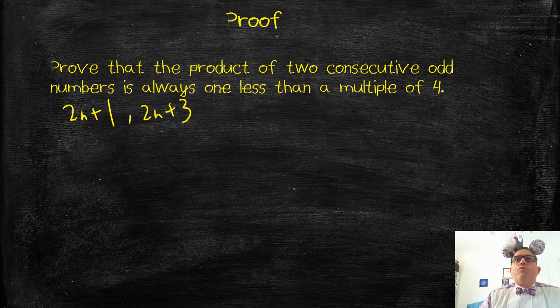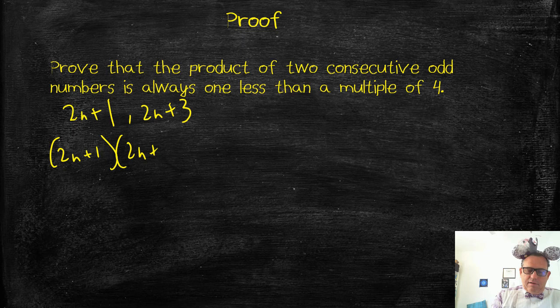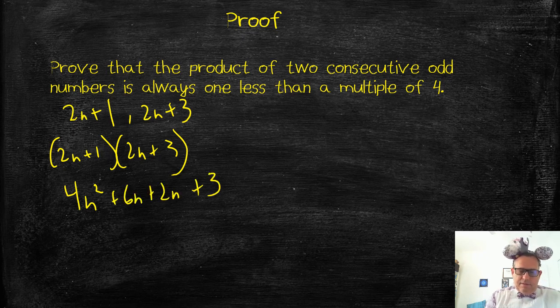Okay, I want to prove the product, so I need to multiply these together. 2n plus 1 times 2n plus 3. So let's multiply them together. I get 4n squared plus 6n plus 2n plus 3. Okay, I can tidy this up: 4n squared plus 8n plus 3.